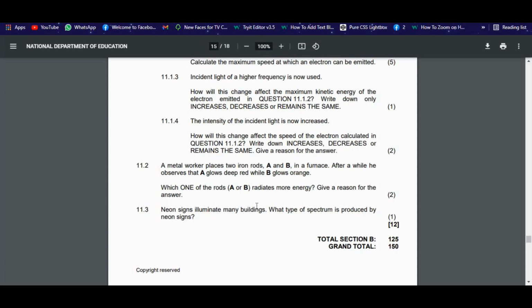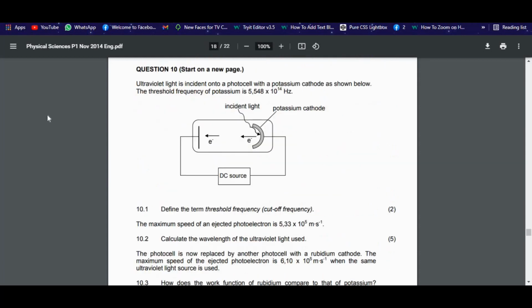The last question, 11.3, neon light illuminates many buildings. What type of spectrum is produced by neon signs? And that's the line emission spectra. Okay, something you just had to learn from your notes. It's just the line emission spectra. Okay. And that was the 2013 final exam on the photoelectric effect.